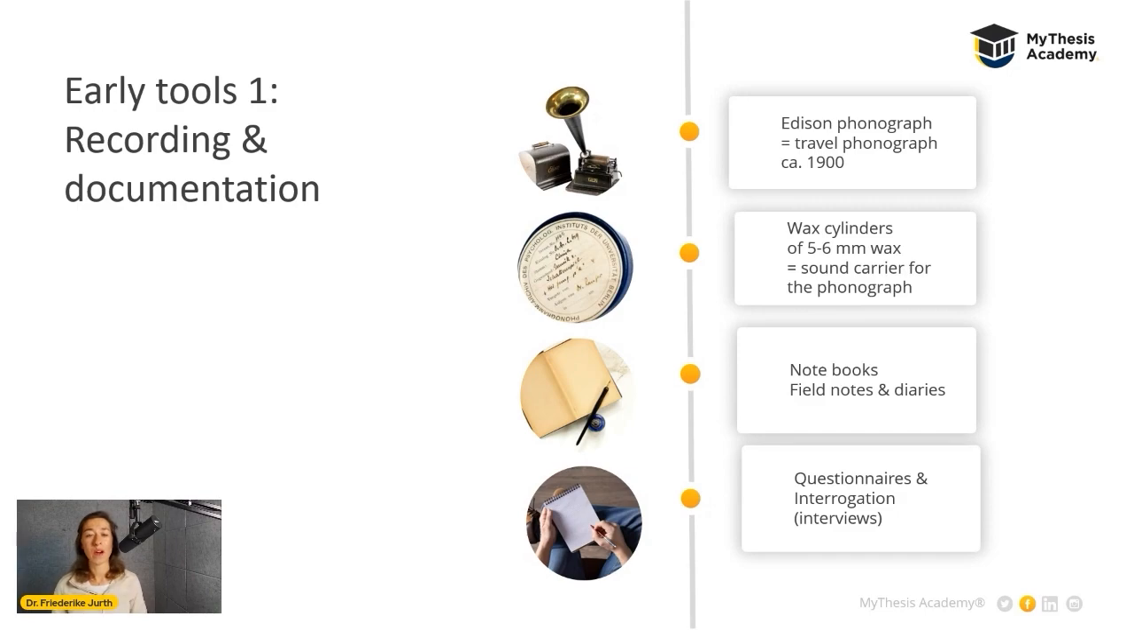So around 1900, the Edison phonograph was invented. This was a travel phonograph, as you can see here on the photo, and it worked with the so-called wax cylinders, which were the sound carrier for the phonograph.